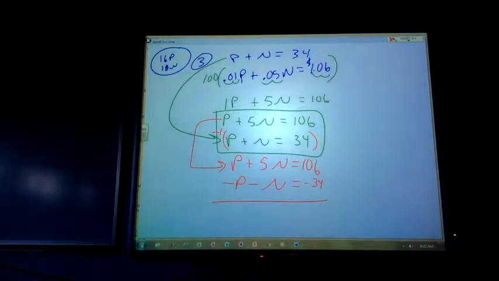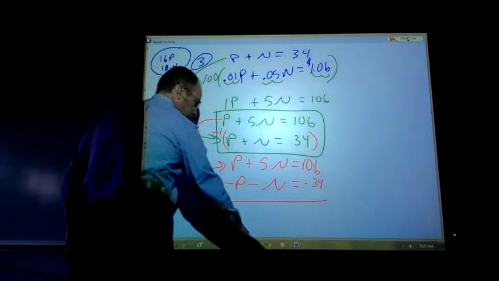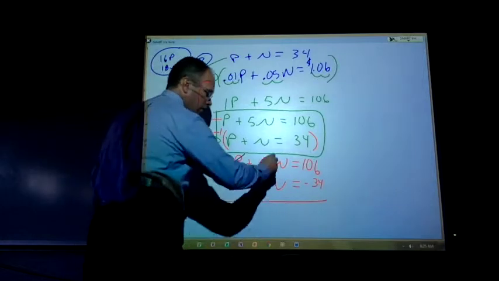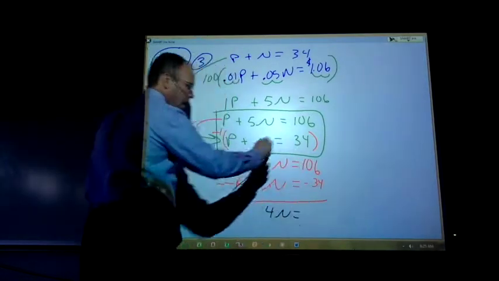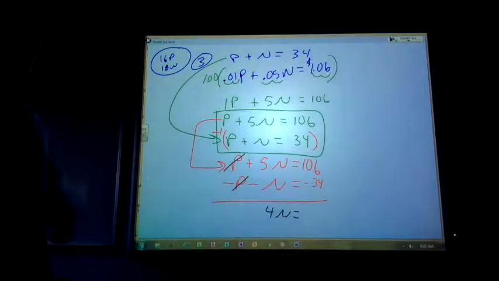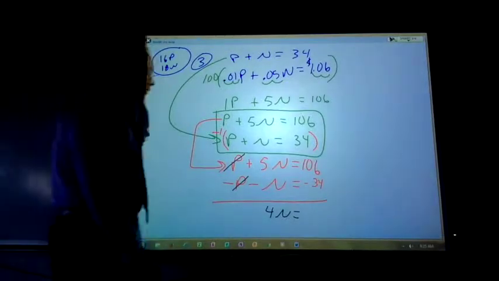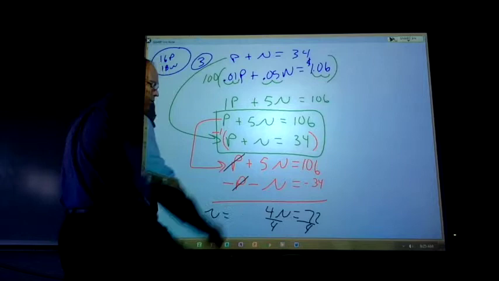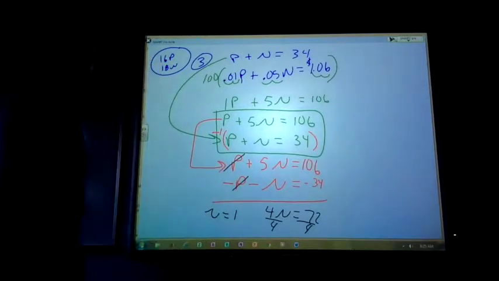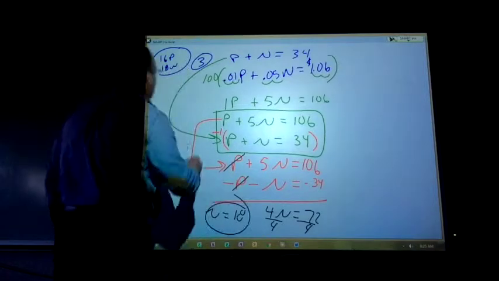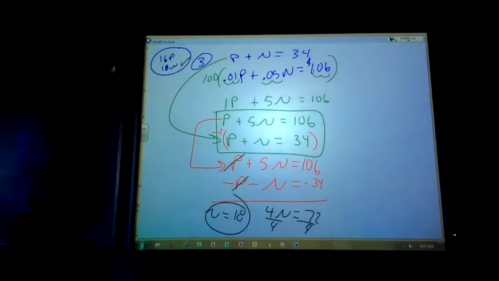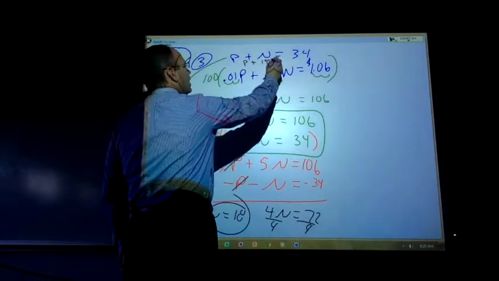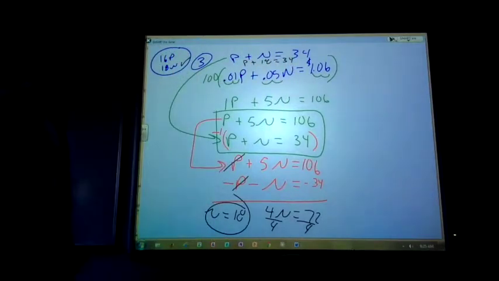Cool. TJ, what falls out if I add the 2 red equations together now? You got 4n. Okay, so the p is gone, right? And that's 4n. And then 106 minus 34. 72. Divide by 4. And so, let's see, 4 goes into 7 once, 3 left over, 4 goes into 32 18 times. So I have 18 nickels. Of those 18 nickels, I have P plus 18 equals 34. So if I subtract 18 from both sides, I wind up with 16 pennies. Good deal. Good job, Gage.